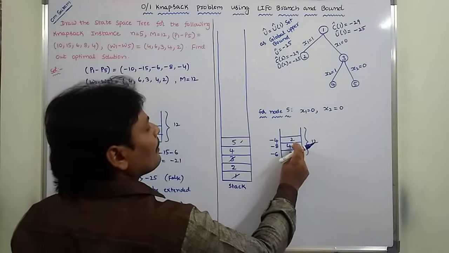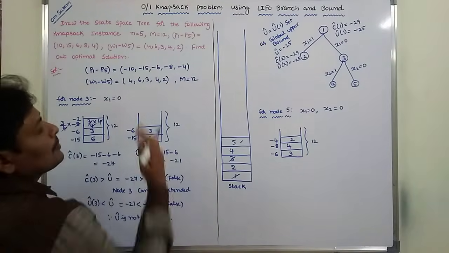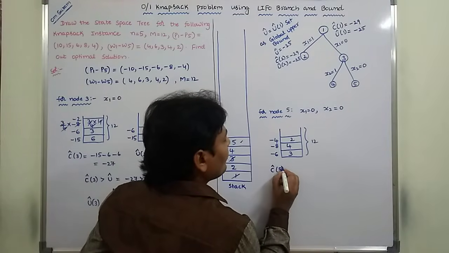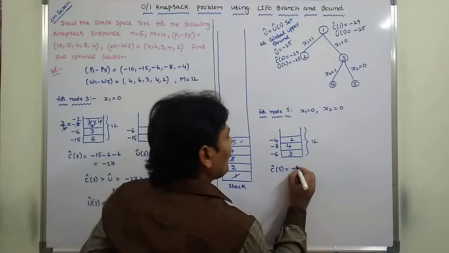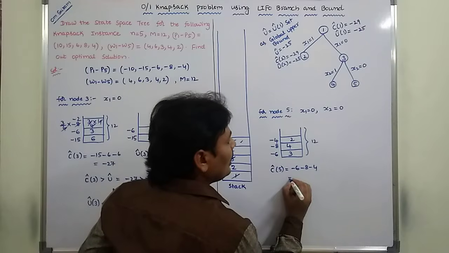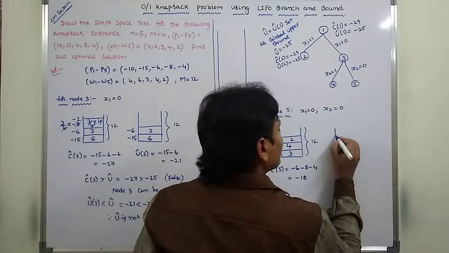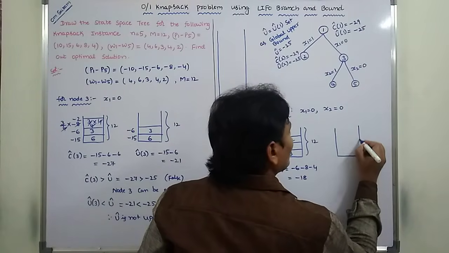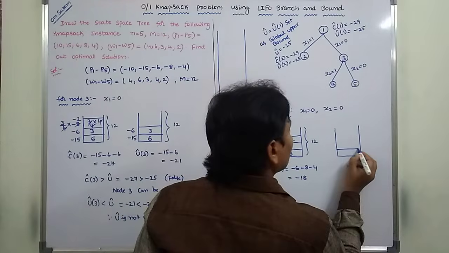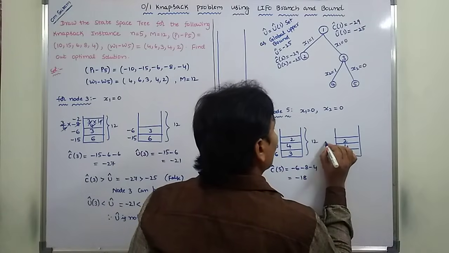But what is the remaining capacity? The remaining capacity is 3, but the 5 objects are completed. So therefore, C cap of 5 is equal to minus 6, minus 8, minus 4, that is minus 18. Here U cap is also the same, because no fractions are involved while calculating C cap. So C cap and U cap both are the same.